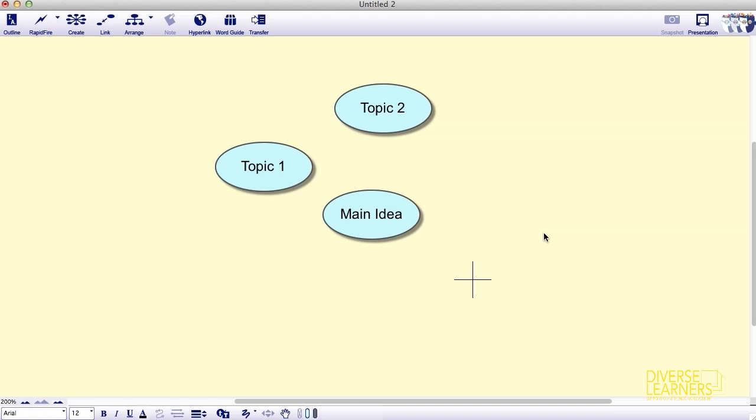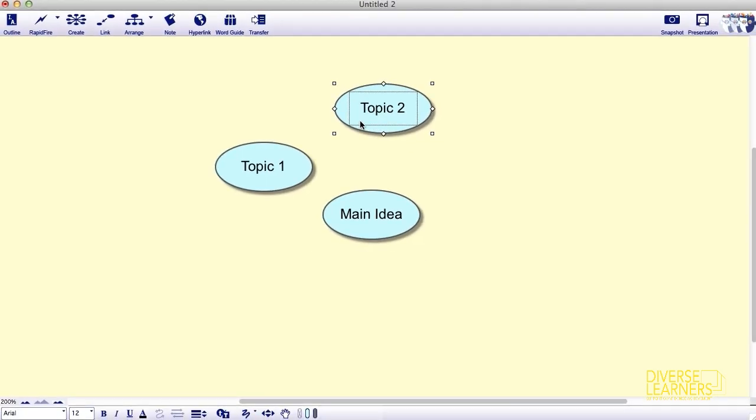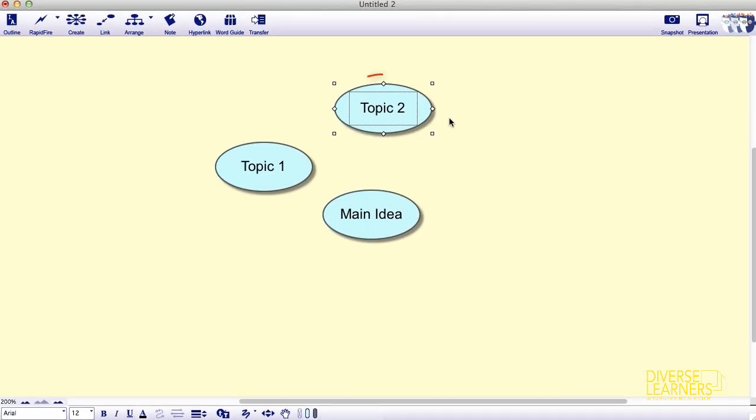So next, I want to show you how to change the color of your topic. To change the color of your topic, move your cursor so that it hovers over the topic. When your cursor is over the topic, click your left mouse button, select the topic, and you can tell that the topic is selected because you see these boxes appear around the topic and this fine dotted line around the text. So with that topic selected, I can move down here to the bottom and I can choose to change the fill color or the line color.